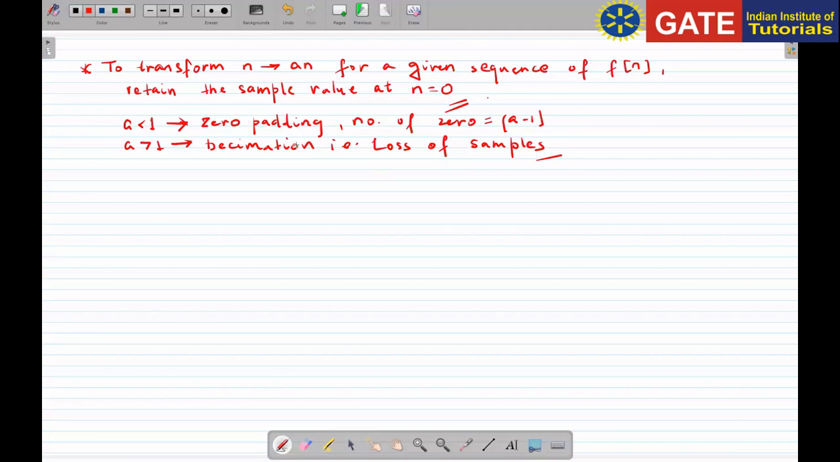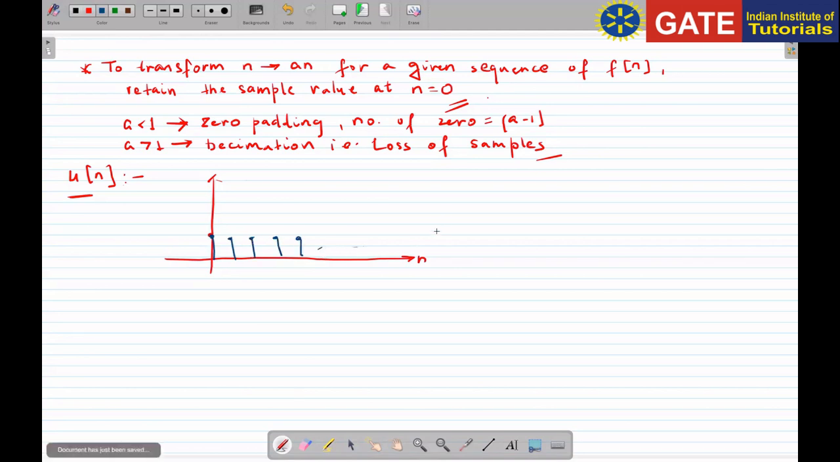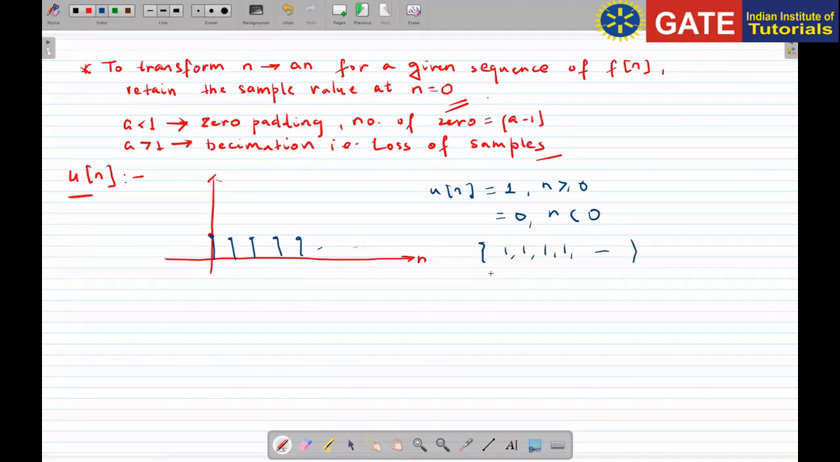What happens? We have not discussed u of n; we have discussed u of t. To understand u of n, it is a simple concept. u of n is equal to 1 for n greater than or equal to 0, and 0 for n less than 0. It can be written as 1, 1, 1, and so on, with the arrow mark at n equals 0. And this is called u of n.